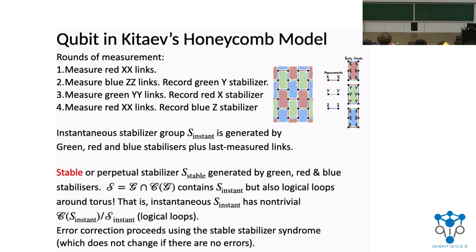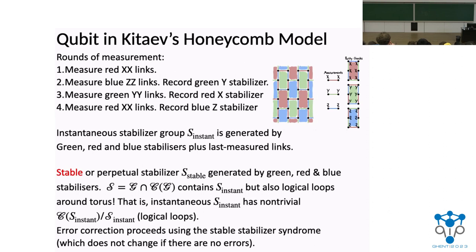One is what's called a perpetual stabilizer, which, if there are no errors, should always have +1 eigenvalues, and this is what we use for error correction. And we need to, of course, learn the eigenvalues of this perpetual stabilizer by measuring the checks. But okay, this is not so important. And then there is the instantaneous stabilizer, and that was the point.